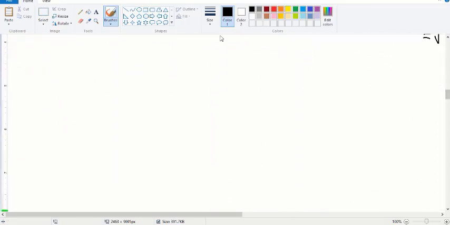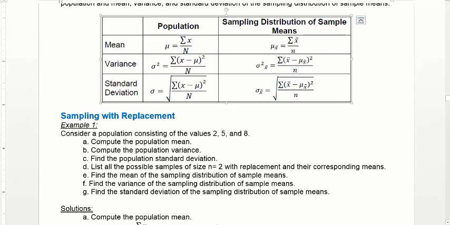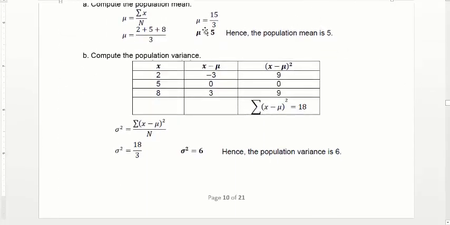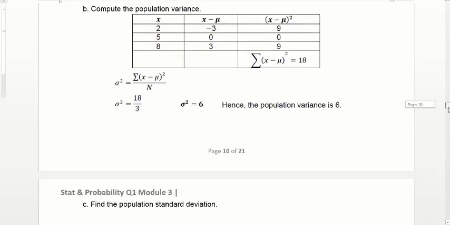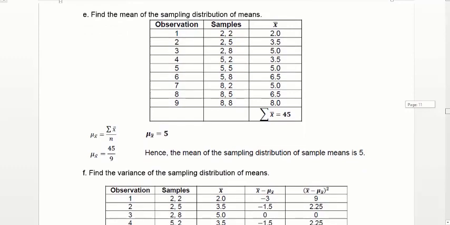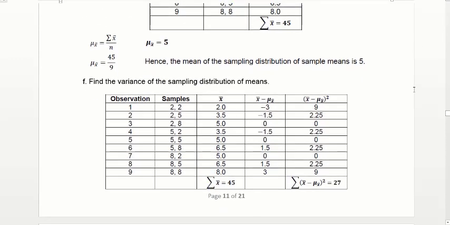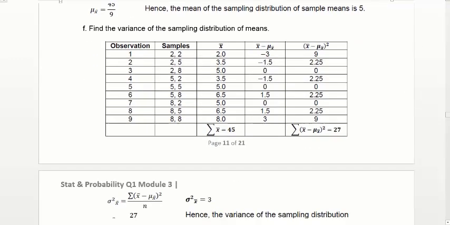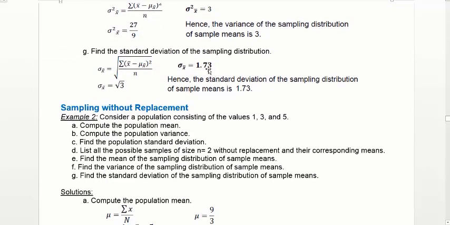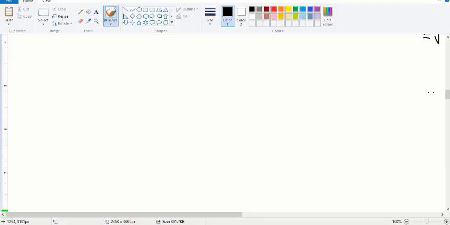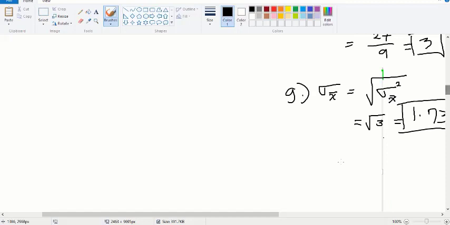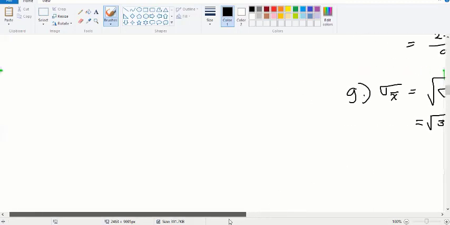How about the other one? The other one is without replacement. I hope we got it right, no? So, 5, 6, square root of 6 is 2.45. Okay. Guys, follow nyo lang 'tong nandito sa module. It's actually very comprehensive, no? It's actually very good. Tama ba? 1.73 ba yung sagot ko? Let me see. Oo nga. Okay, hindi pa ako nagtiwala sa sarili ko, diba?